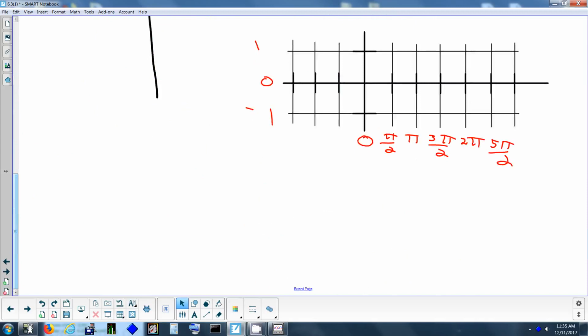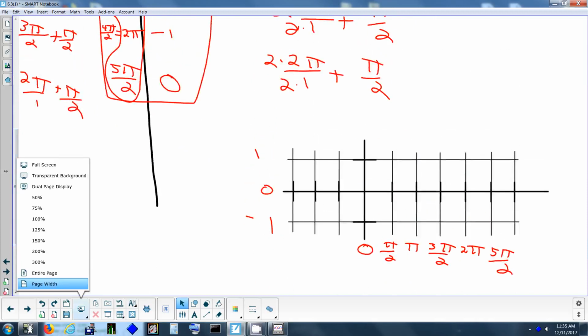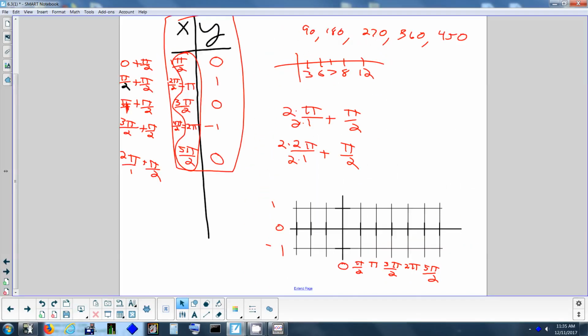And we know those are all equally spaced, so we're good. Okay, and now make your graph. Pi over 2, 0. Pi, we're at 1. 3 pi over 2, back to 0. 2 pi, we're down at negative 1. And 5 pi over 2, back to 0. Now, connect the points.